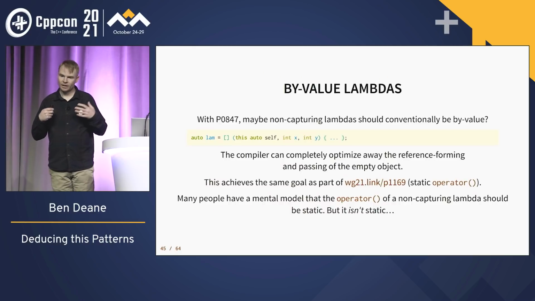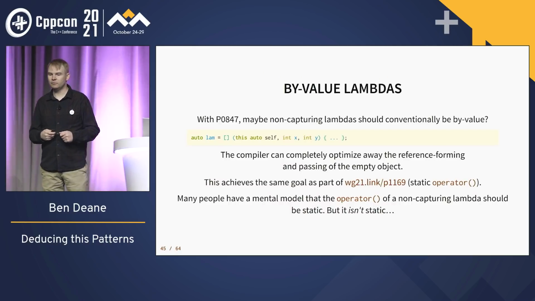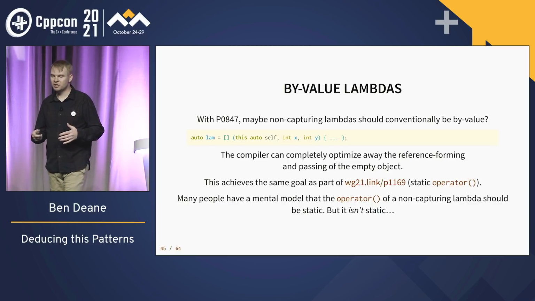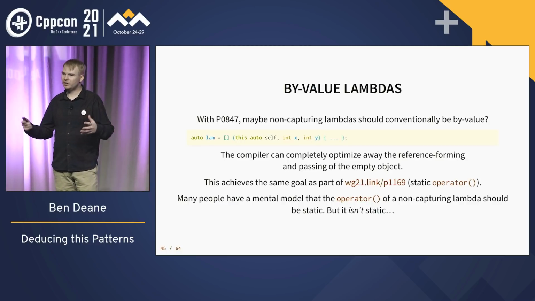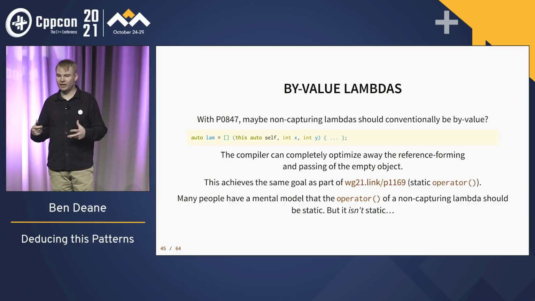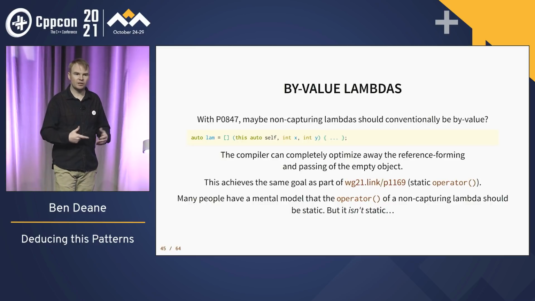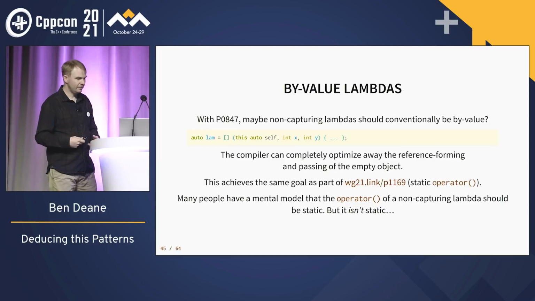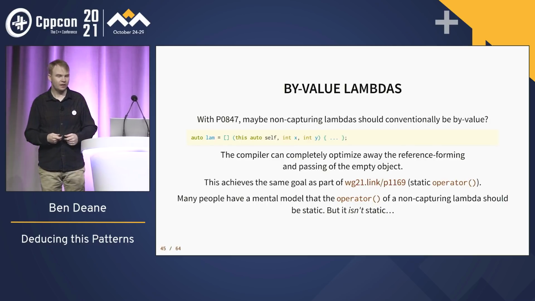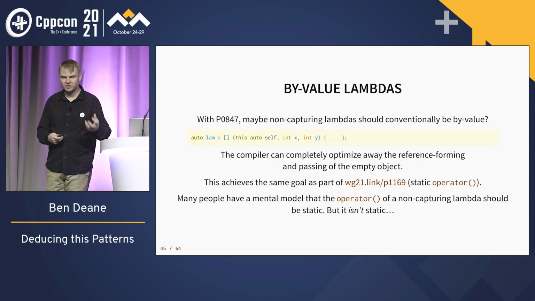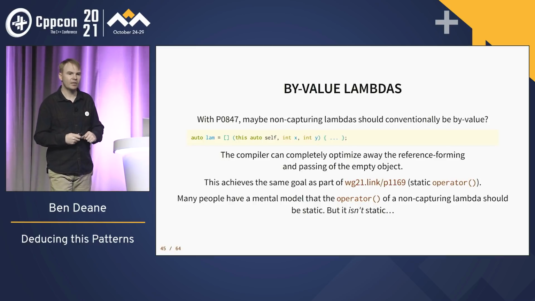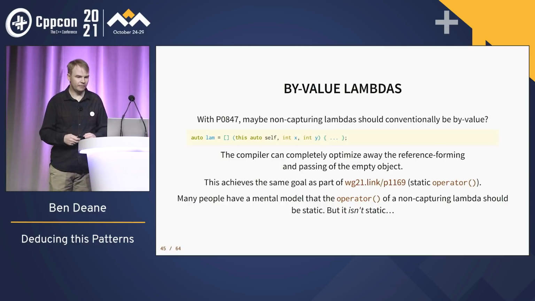So, with P0847, as I've mentioned, maybe we should think of non-capturing Lambdas conventionally. They should take their object parameter by value, because non-capturing Lambdas are going to be empty objects, and the compiler can optimize away that pass. And I think this achieves part of the same goal that the proposal for static operator() on Lambdas does. Not all of it, but I think this is a good thing.